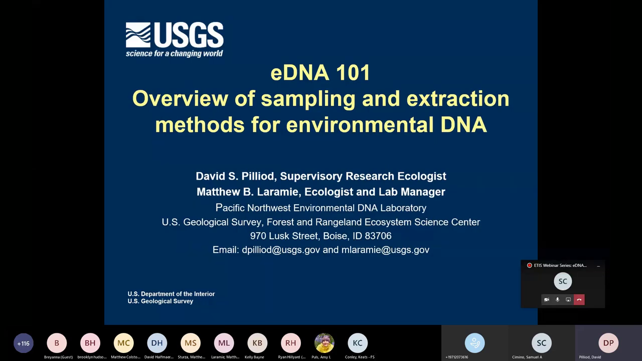But the second part of eDNA 101 on extraction methods, we're going to get into some of the lab parts, and that's going to be led by Matthew Laramie. Matthew is an ecologist at the Pacific Northwest Environmental DNA Lab, part of FRESC, and he's also the lab manager there. And Matt has been working with eDNA for about 10 years or more. And so he'll get into the details a bit on extraction methods.